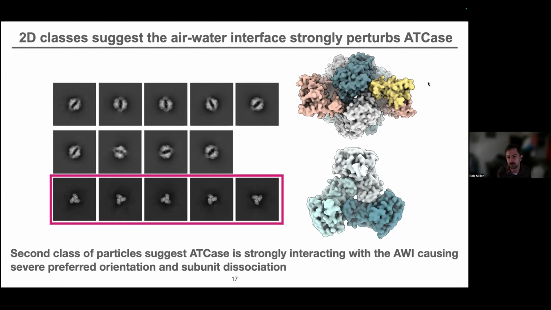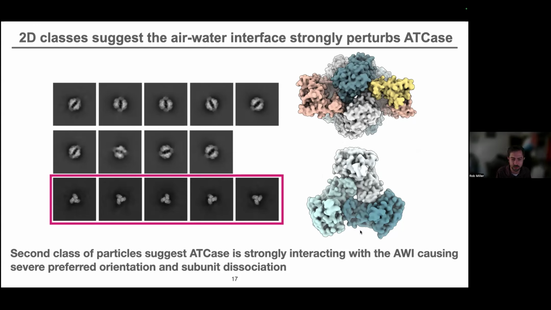And of course, this was a huge problem because it prevented us from generating reliable reconstructions of the holo or the full assembly. But this dissociated class also represented close to 50% of our total particle stack. So a significant number of our particles were falling apart on the grid.